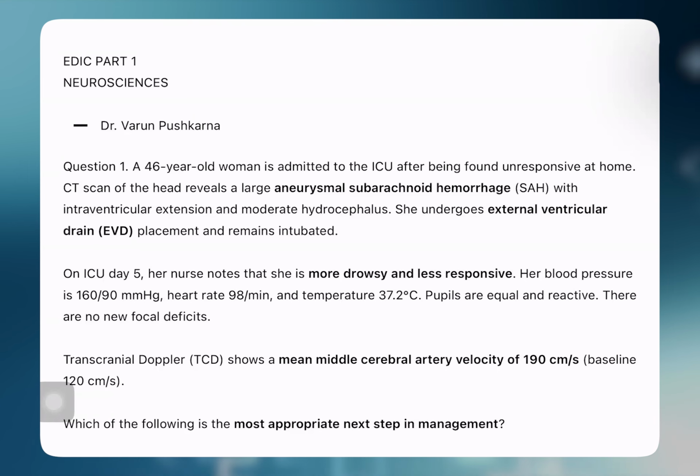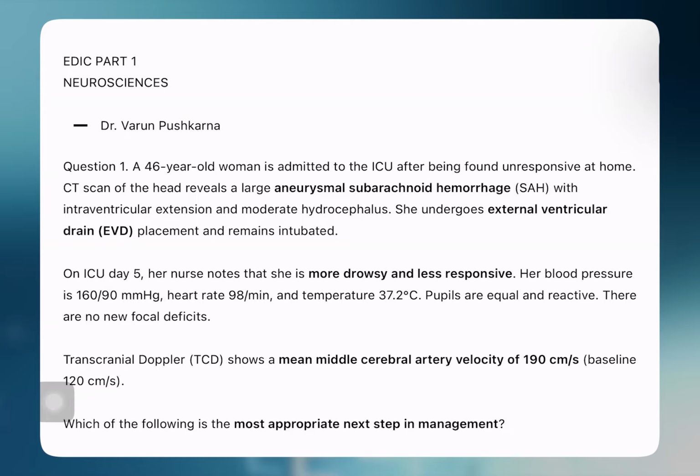Transcranial Doppler is ordered, which shows a mean middle cerebral artery velocity of 190 centimeter per second with a baseline of 120. What is the most appropriate next step in the management? So I'll leave the house open with this question. Can anybody tell me what is happening here? What is the problem here? If you can diagnose the problem, only then you can decide on the next plan of action.